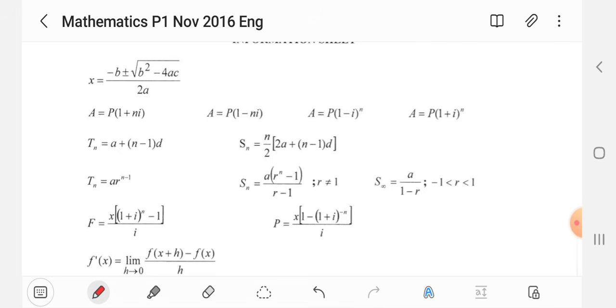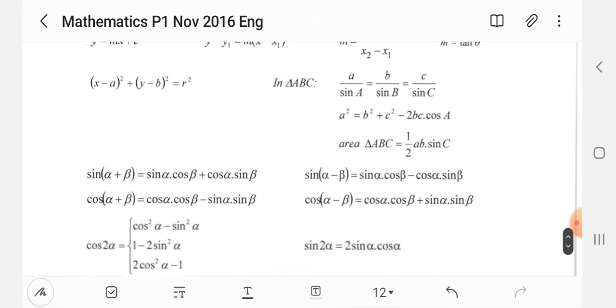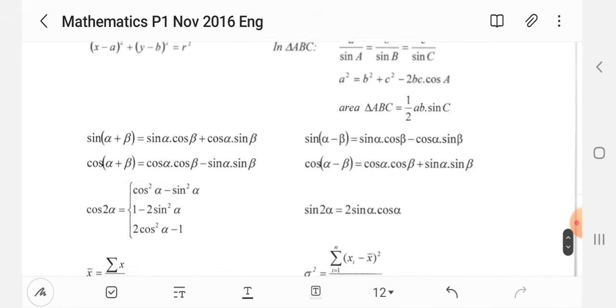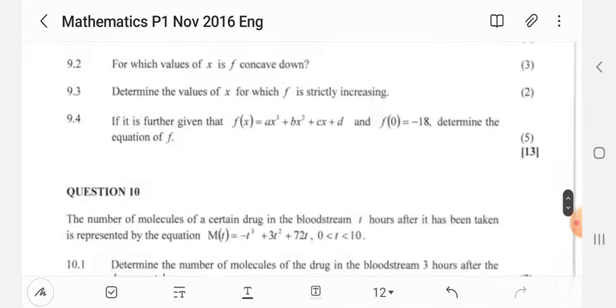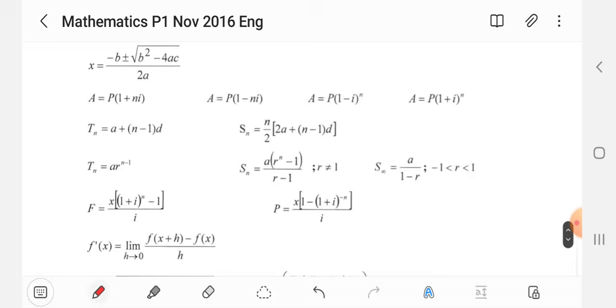Did they give us the one for arithmetic? They only give us this one, which is for the sum of arithmetic. They didn't give us the one to calculate the nth term, meaning you should know it. Let me see. No, it's not there. Let me check. No, it's here. This one.